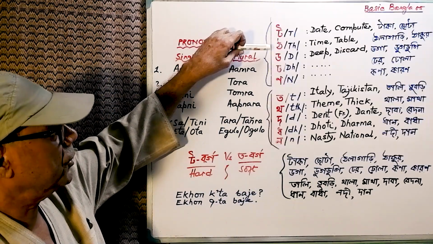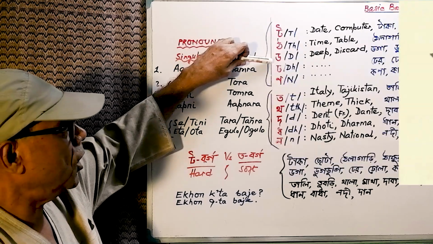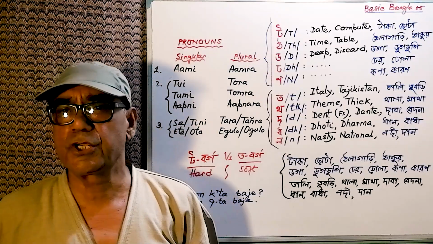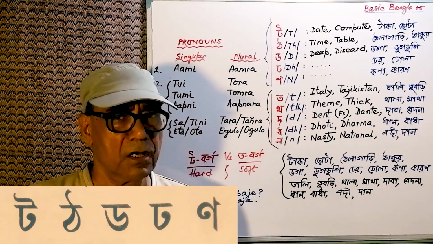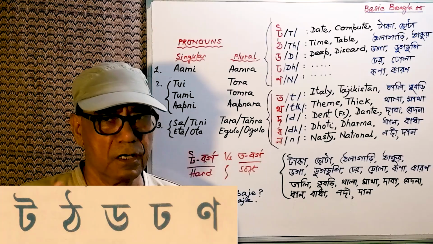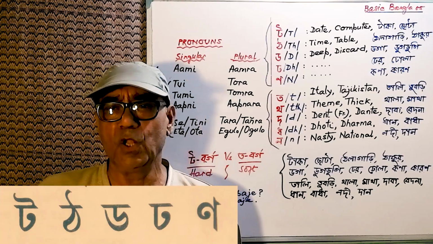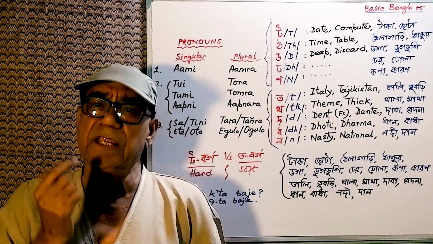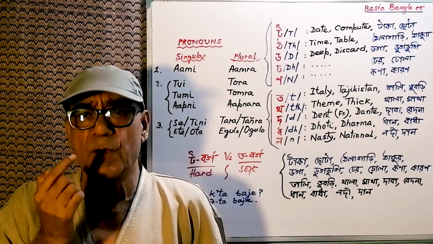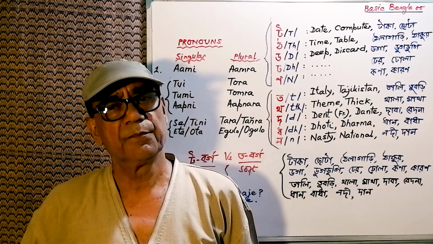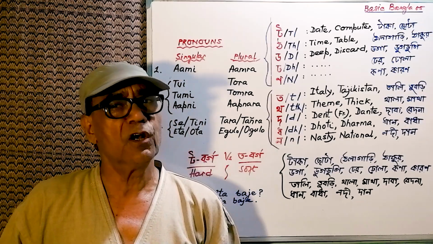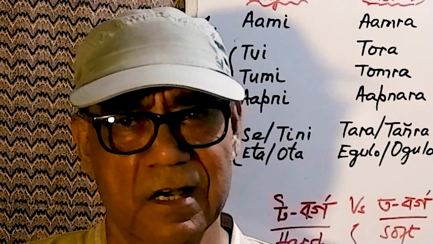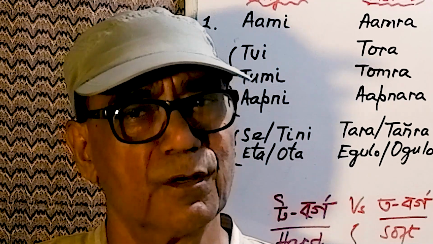Ta, tha, da, dha, murdhanna. All the sounds are coming from the tip of your tongue touching the front side of the roof of your mouth. That is palate. That is in Bengali called murdha. So you try ta, tha, da, dha, murdhanna.